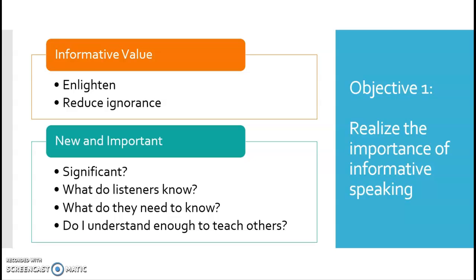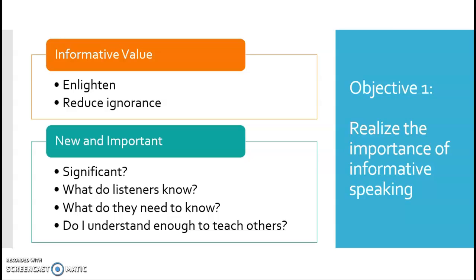You will be assigned an informative speech next week. So think about, as we discussed last week, what are you good at? Where do your talents lie? Where do you have experience? Where do you have levels of expertise? Okay, those are the topics that typically will do justice to your informative speech.